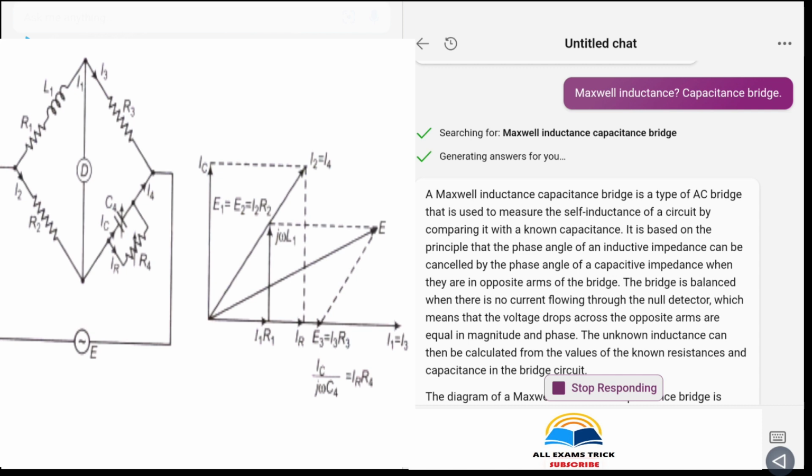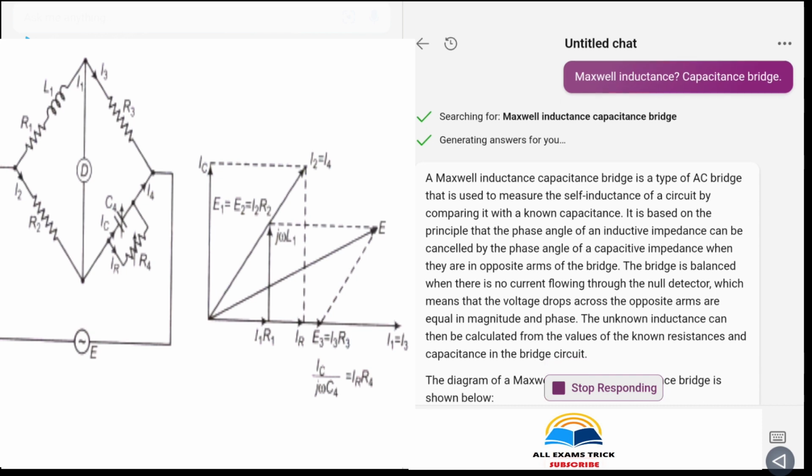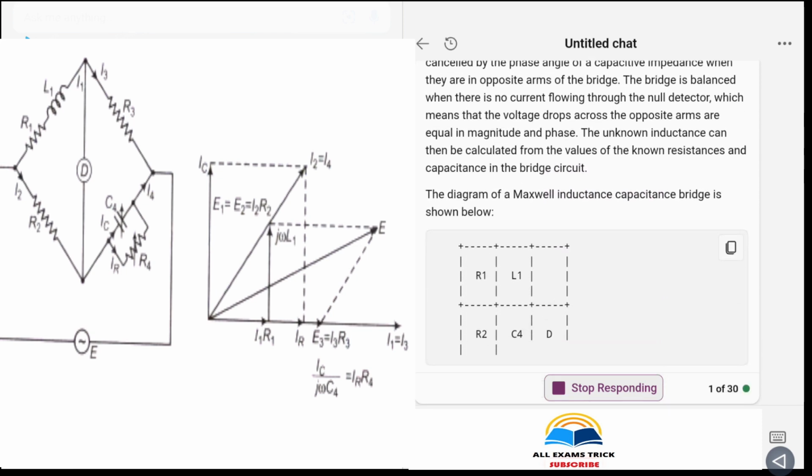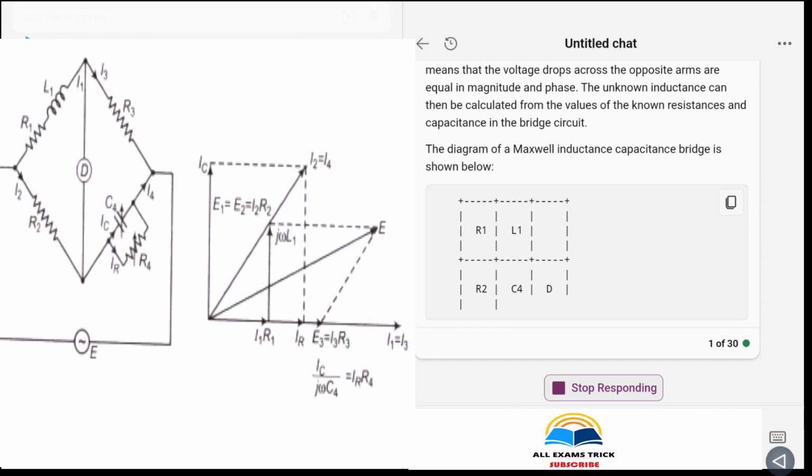The bridge is balanced when there is no current flowing through the null detector, which means that the voltage drops across the opposite arms are equal in magnitude and phase. The unknown inductance can then be calculated from the values of the known resistances and capacitance in the bridge circuit. The diagram of a Maxwell inductance capacitance bridge is shown below.